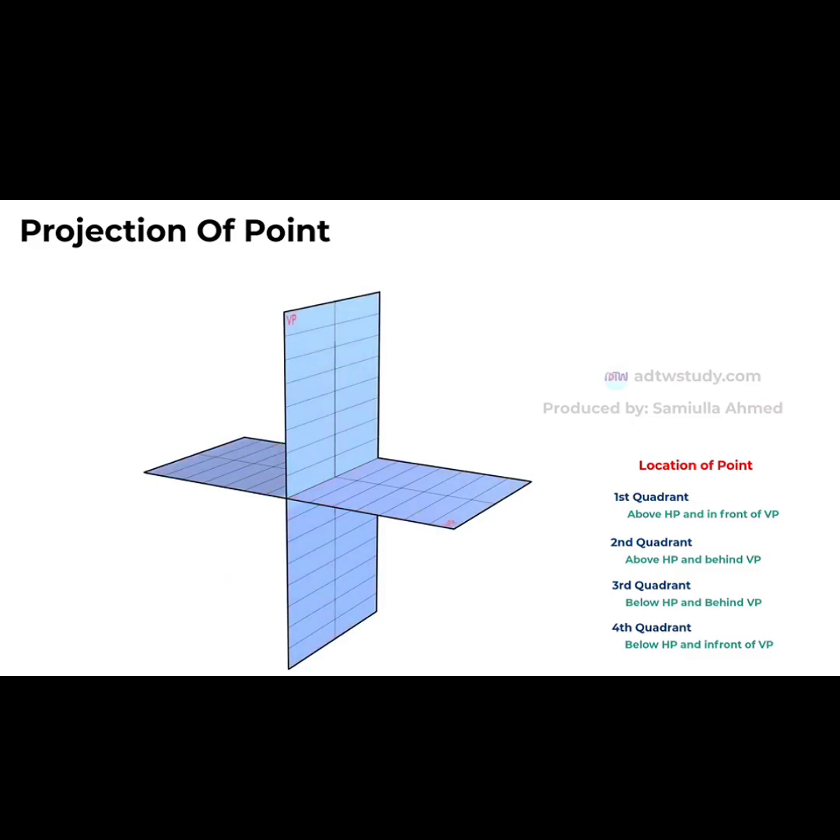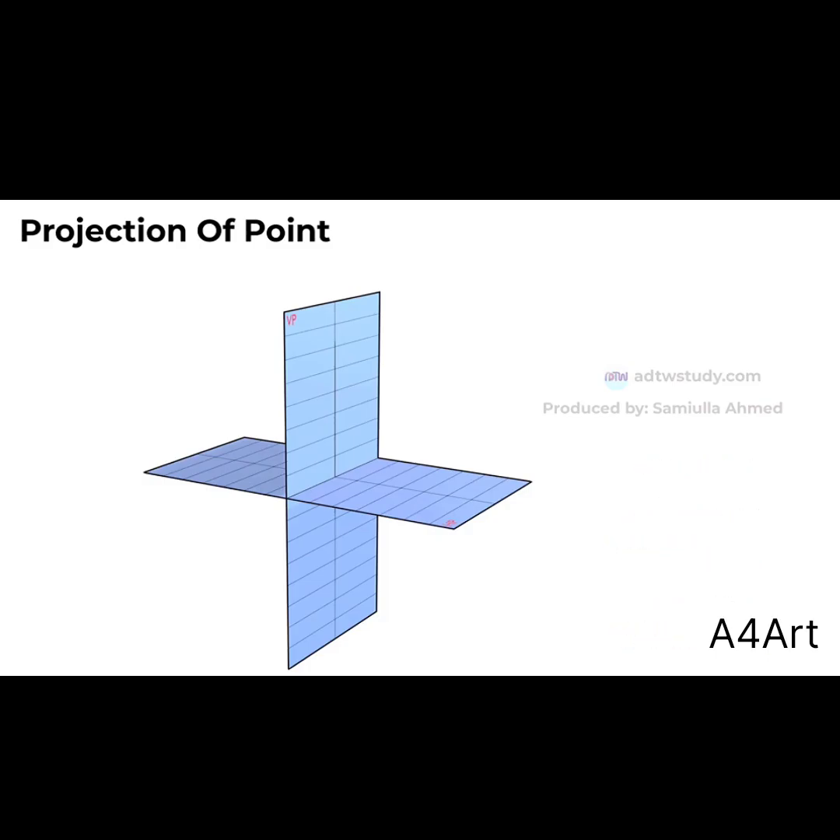It's important to note that questions may not explicitly state the quadrant in which the point lies. Instead, they might specify the point's position as above or below HP and in front of or behind VP. In such cases, you must deduce the quadrant based on these indications. Additionally, questions may provide the distance of the point from the planes. For instance, if a point is stated to be 10 centimeters above HP and 5 centimeters in front of VP, it is located in the first quadrant. Conversely, if a point is 10 centimeters behind VP and 5 centimeters above HP, it resides in the second quadrant. This clarification should help address any uncertainties regarding the point's location.